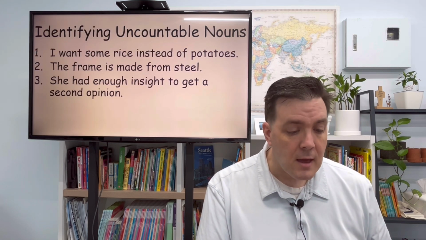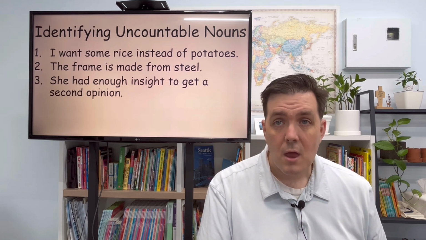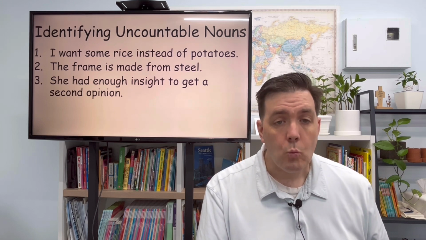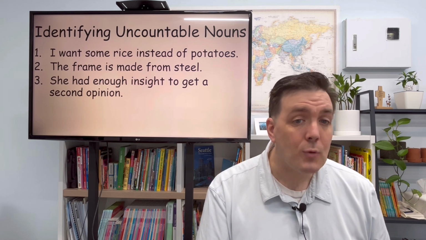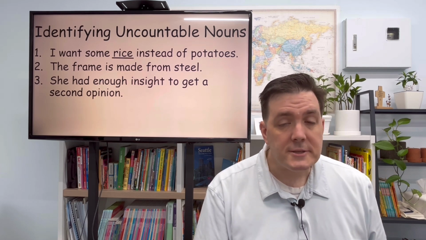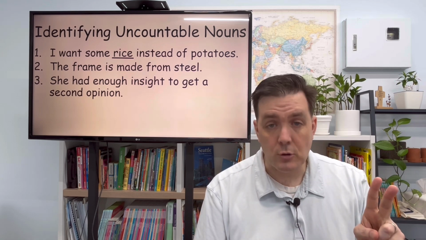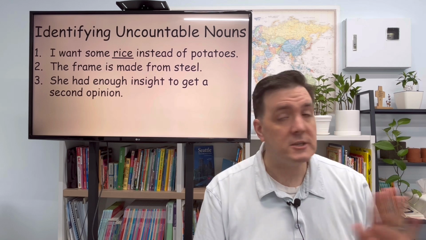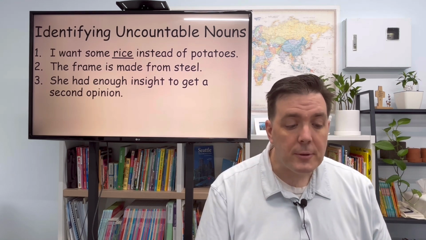Number 1, I want some rice instead of potatoes. There are 2 nouns in this sentence, rice and potatoes. Which one is uncountable? The answer is rice. So potatoes is plural, 1 potato, 2 potatoes. But we can't say 1 rice, 2 rices. It doesn't work. I want some rice. How about the second one?